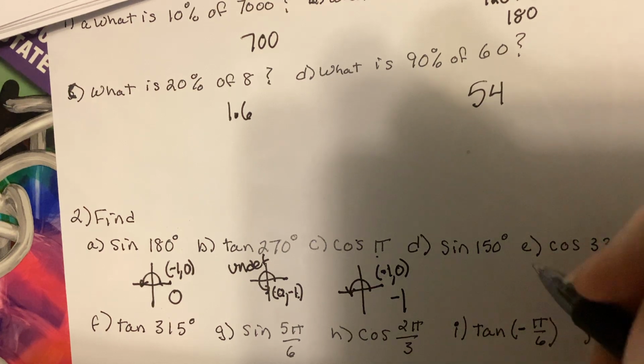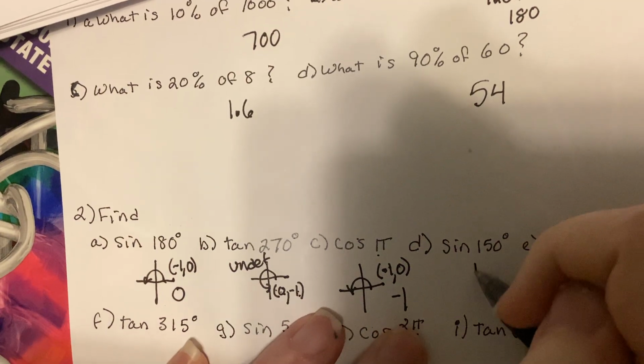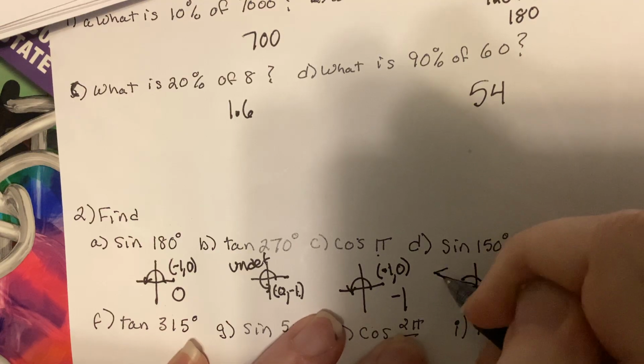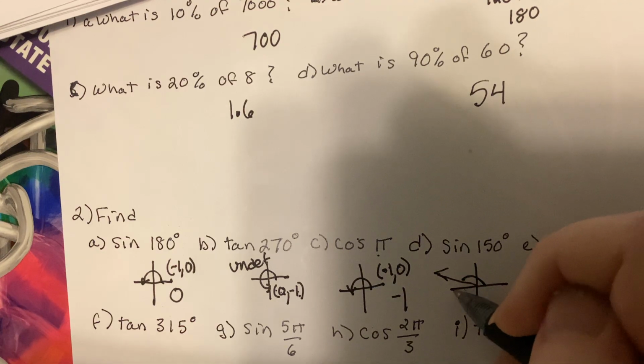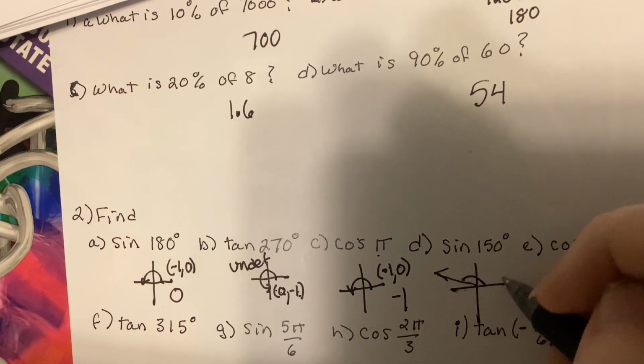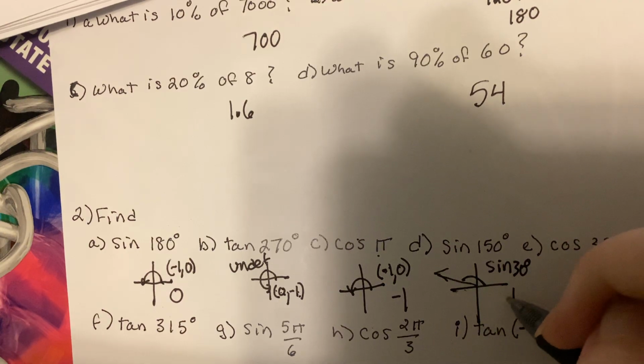Now, if it's not a quadrantal angle, then you have to find the reference angle. 150, second quadrant, sine is positive. The reference angle is 30. Remember, the reference angle is made with the closest x-axis and the terminal side. So that'd be 30 degrees. So it'd be the same as sine of 30, which is a half.